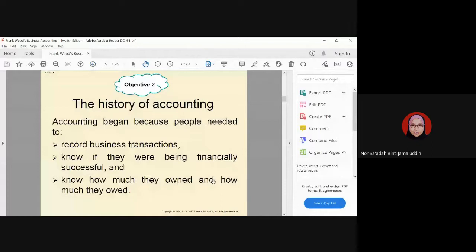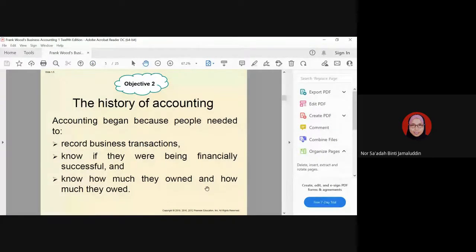What is the history of accounting? Accounting began because people needed to first record business transactions, know if they were being financially successful, and know how much they own and how much they owe.